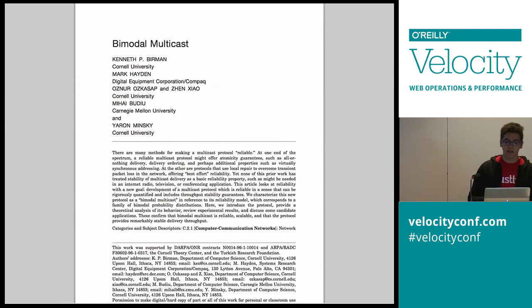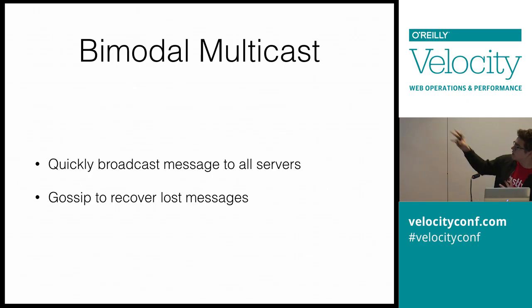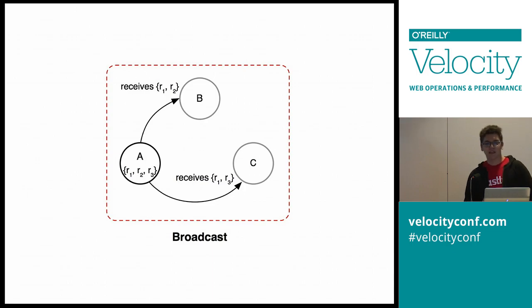After reading a few of these papers, we found one called Bimodal Multicast, which was written at Cornell in 1999. We absolutely loved it, and it's the one we finally implemented. So here's a high-level overview of the bimodal multicast algorithm. It's split into two phases, a broadcast phase and a gossip phase. In the broadcast phase, we're just trying to send the message to all the other servers as quickly as possible, and we don't really care if the message is delivered or not.